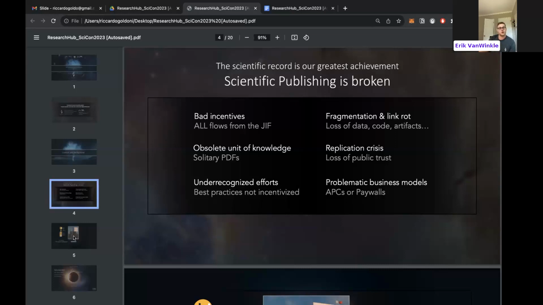And then finally, problematic business models. I know that this is one that Jessica just touched on, so I won't go too far into it, but scientific publishing itself is broken. If we can go to the next slide, Ricardo.